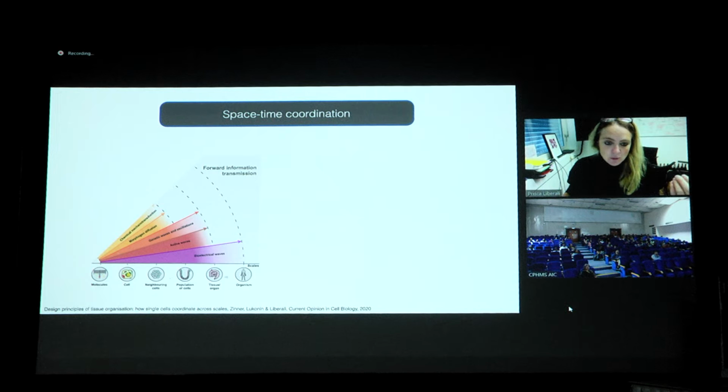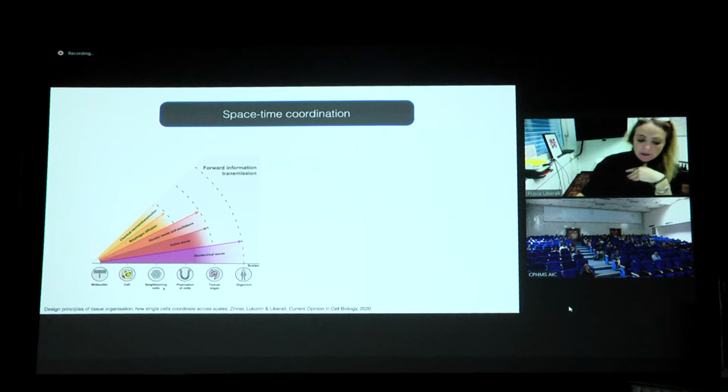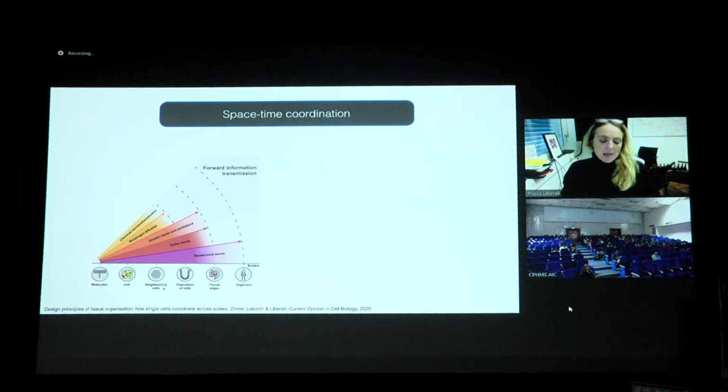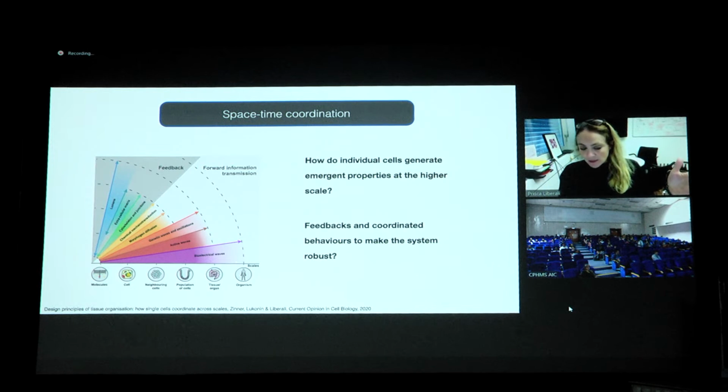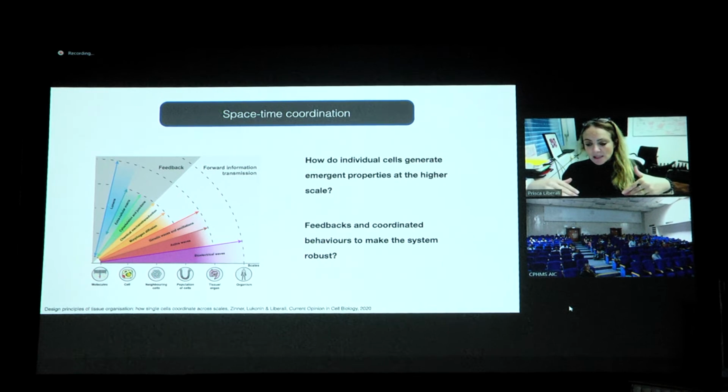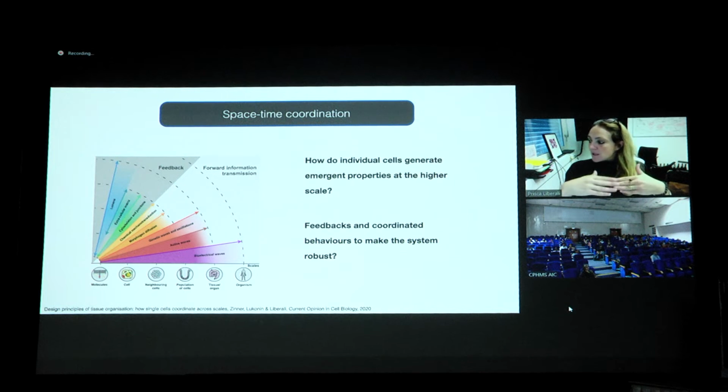Clearly, individual cells need to transmit information forward to be able to interact with the other cells. And you can have different scales, and also different speeds. Diffusion of morphogens is for sure much slower than bioelectrical waves, and spans much less space. So the question was: how do these individual cells generate this emergent property at the highest scale? On the other side, there are the feedback and coordinated behavior to make the system robust. And this often is from the higher scale back to the individual cells. This is the role of mechanics, of the extracellular matrix, and of a lot of different aspects that can be looked at. Especially, we are interested in these feedbacks. So what are the feedback and the coordinated behaviors really to make the system?